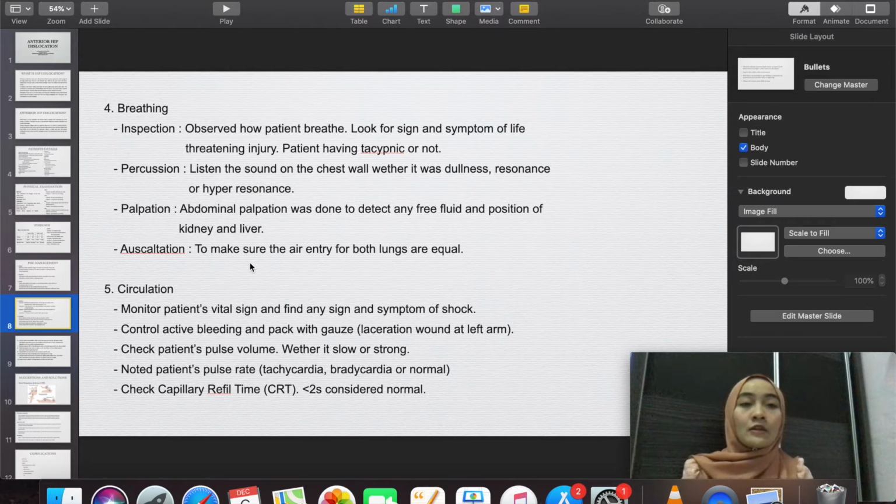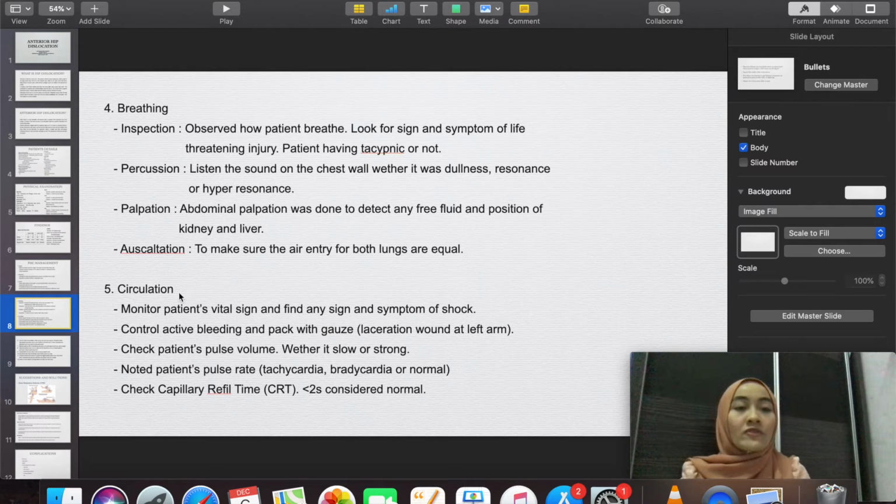And then do the percussion. Listen to the sound of the chest wall, whether it is dullness, resonant or hyper-resonant. And then do the palpation. Abdominal palpation was done to detect any free fluid and the position of the kidney and the liver. And then auscultation to make sure the air entry for both lungs is equal.